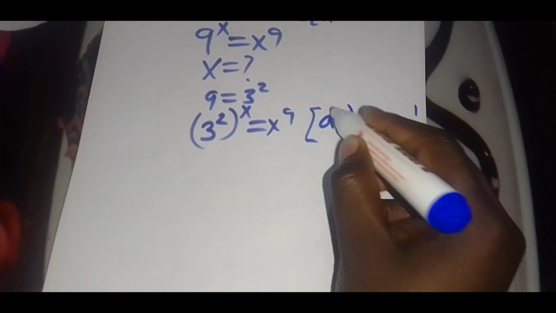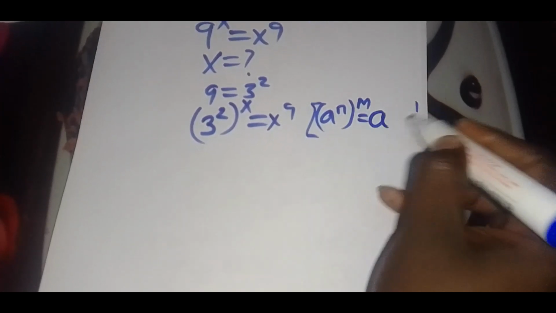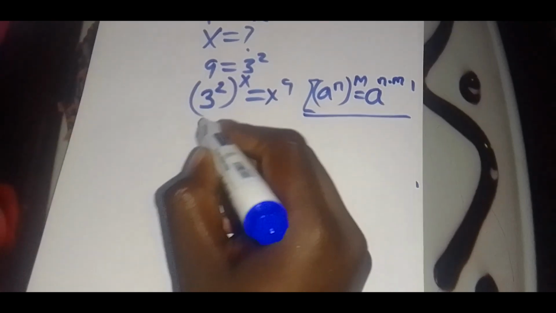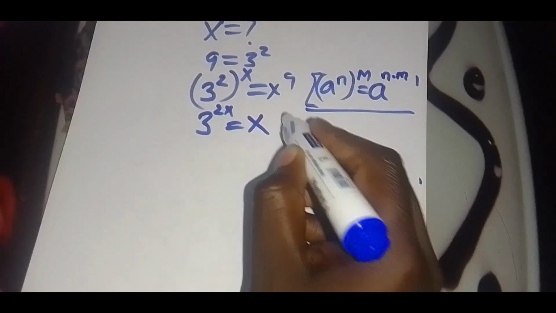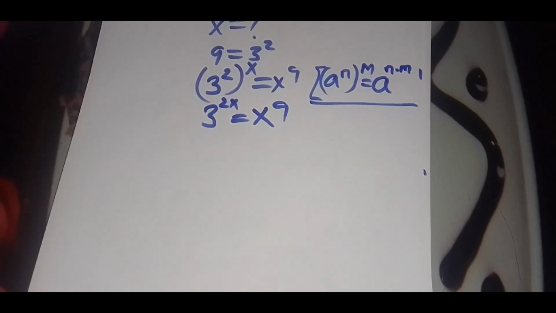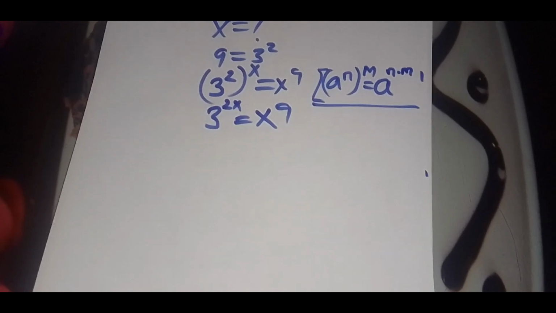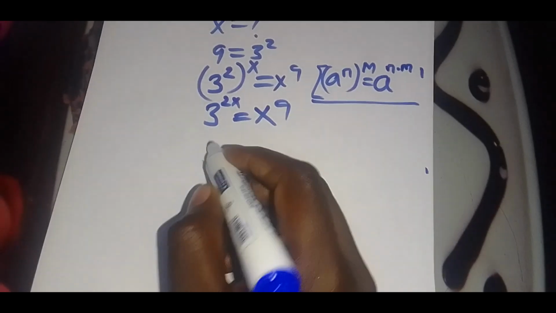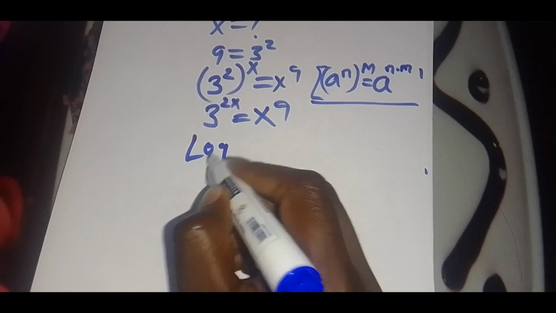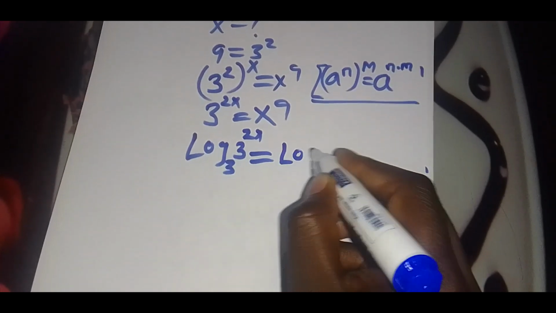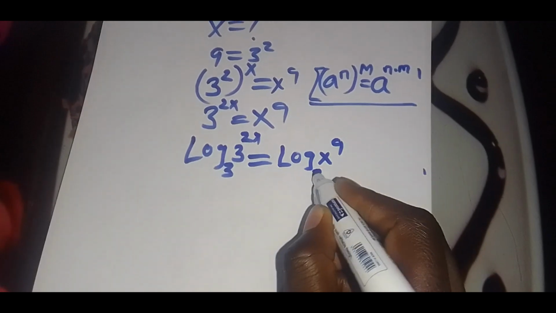Now, applying the identity that if you have a raised to power n raised to power m, this can be expressed as a raised to power n multiplied by m. Let's use that identity. So now we are going to have 3 raised to power 2x equal to x raised to power 9. Now, taking the logarithm with base 3 on both sides, we are going to have log 3 raised to power 2x to base 3 equal to log x raised to power 9 to base 3.